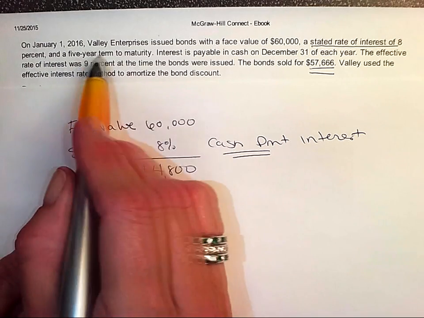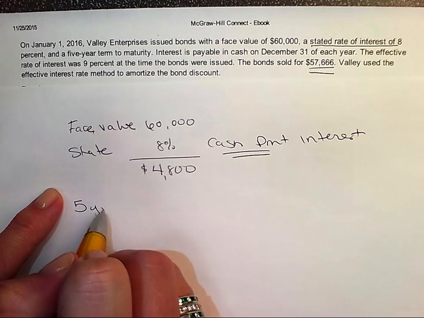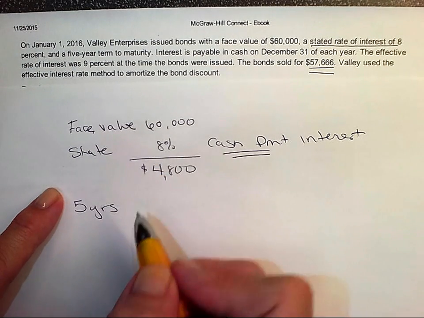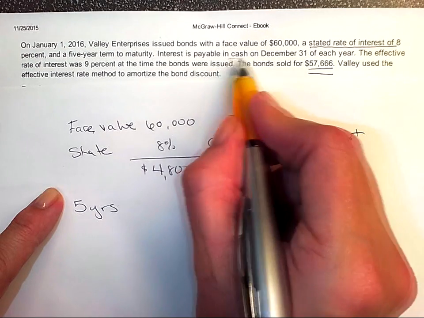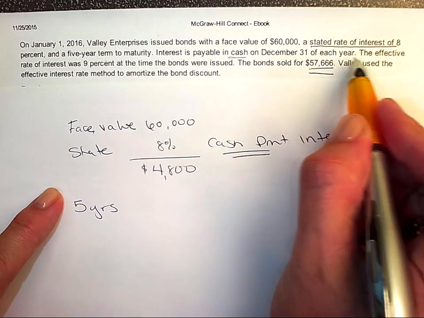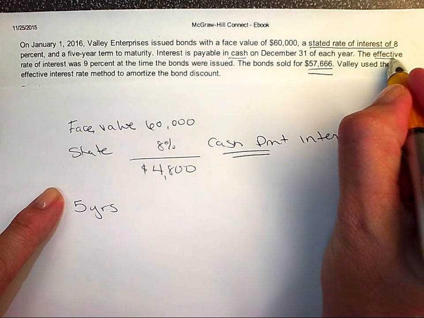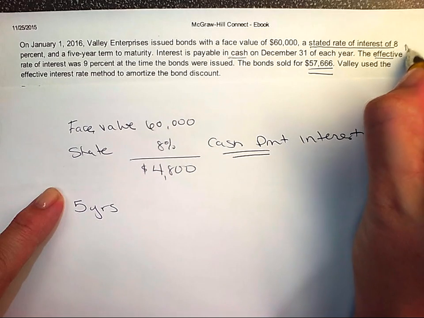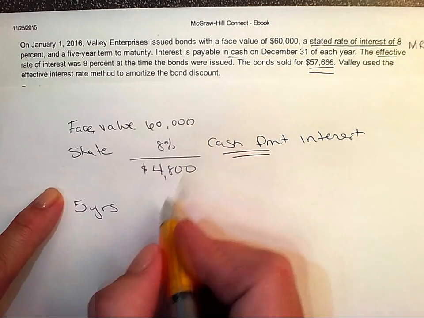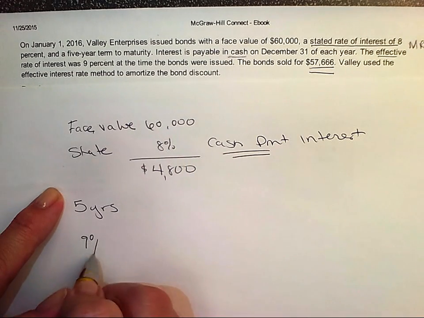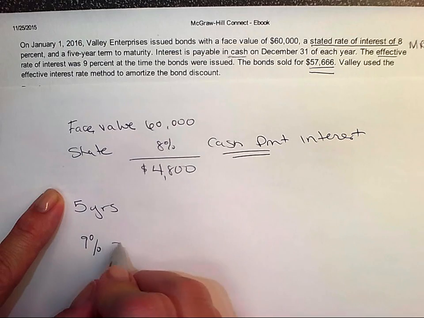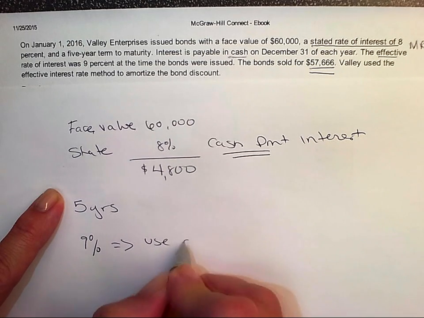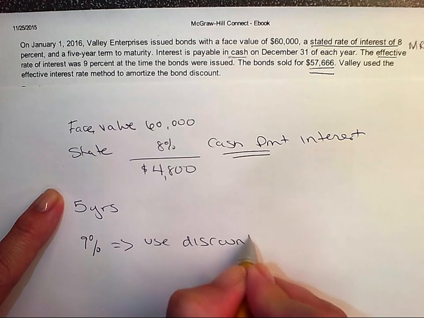It's a 5-year term, so 5 years is my term. Interest is payable in cash at the end of every year. The effective rate, also known as the market rate, is 9%. This is what we use to discount the bonds.